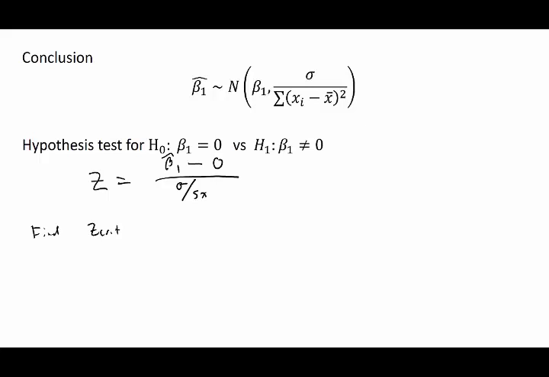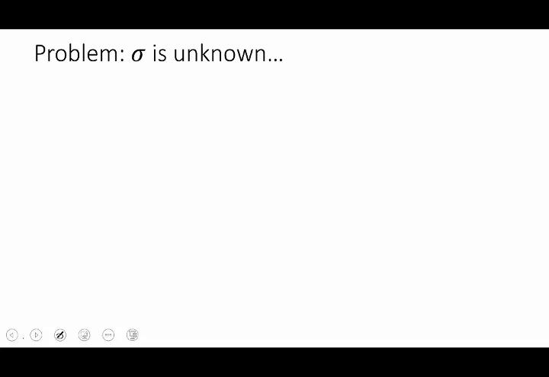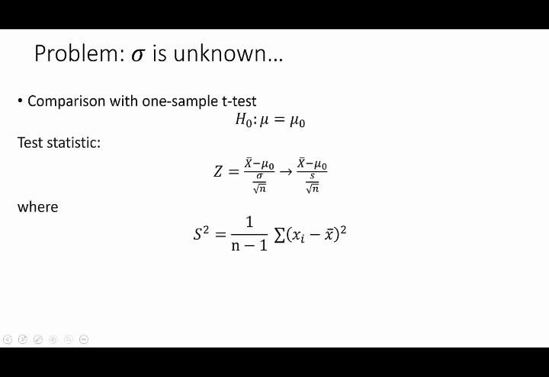Well, you can probably see the problem here, which is, what the hell is sigma? Sigma is this variance about the regression line, which is unknown. Okay? And in fact, if you recall from the last video, this same problem was what set us off on that weird path that took us through the chi-squared and the t-distributions.